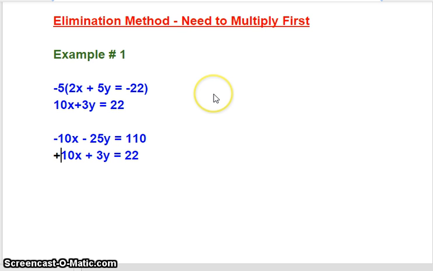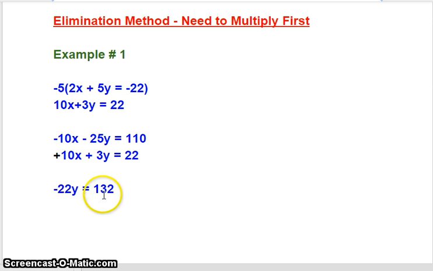From here, I'm going to change my color. I'm going to add these because I know when I add these, it's going to cancel out the 10x. So this 10x right here, this is all going to be gone because it's going to be canceled out. Negative 10x plus positive 10x is 0. Negative 25y plus 3y, that's going to give us negative 22y. And that's going to equal 110 plus 22, which is 132.